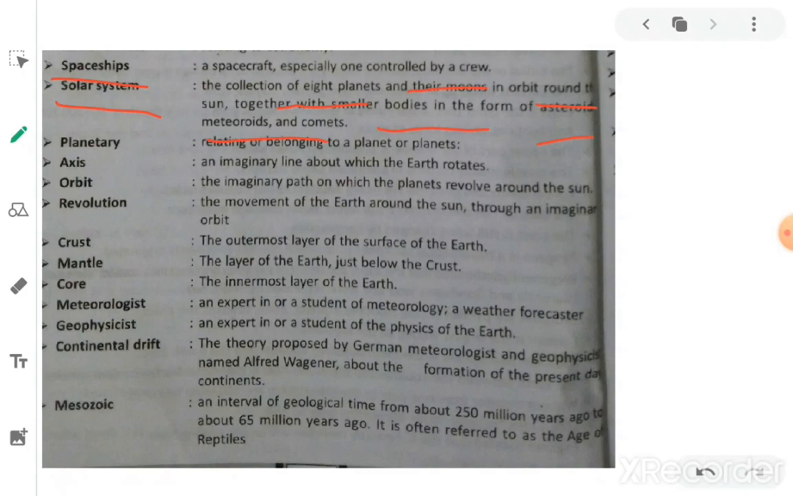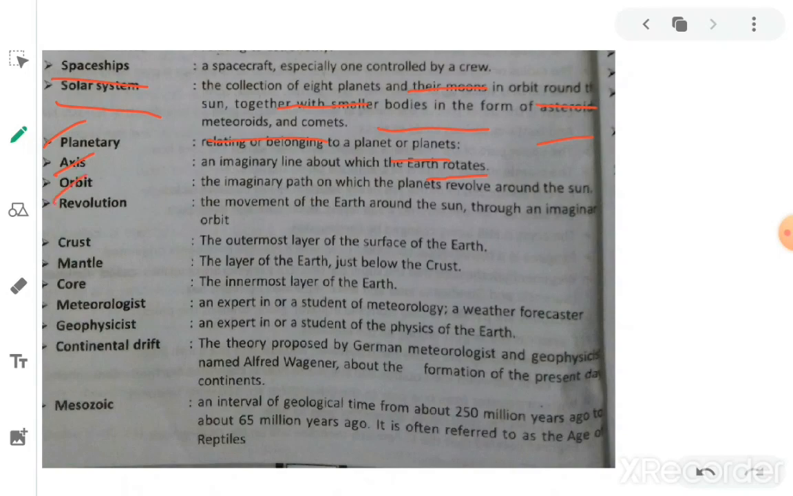Next, planetary. Planetary means relating or belonging to a planet or planets, belonging to a particular planet. So it is planetary winds. Suppose planetary winds are there. So the winds which are going on the particular planet. So it is called as related to the particular planet. Axis, an imaginary line about which the Earth rotates. Axis means the main catching point, the fixed point.